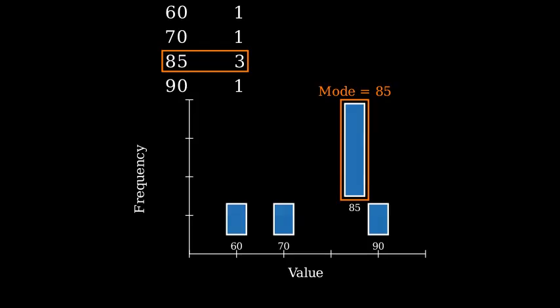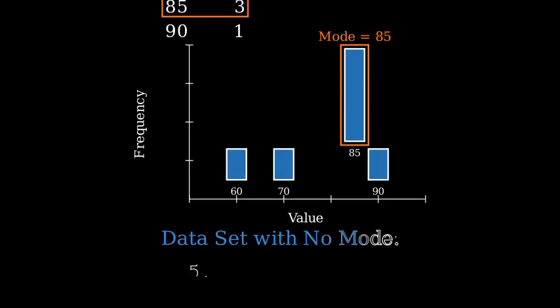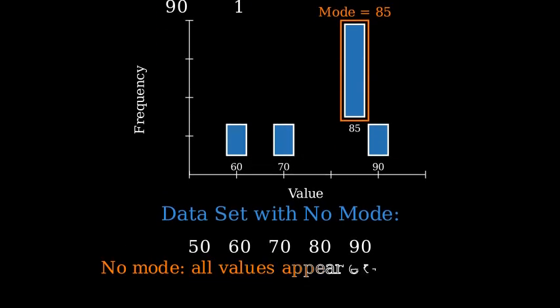It's important to note that some data sets might not have a mode if all values appear with the same frequency. For example, in this data set, 50, 60, 70, 80, and 90, each value appears exactly once, so there is no mode. On the other hand, a data set can have multiple modes if 2 or more values appear with the same highest frequency.